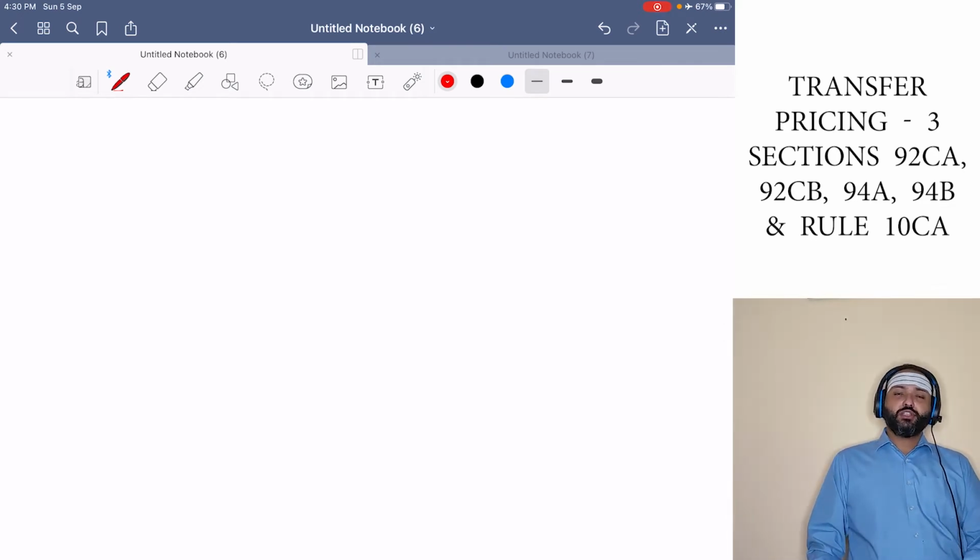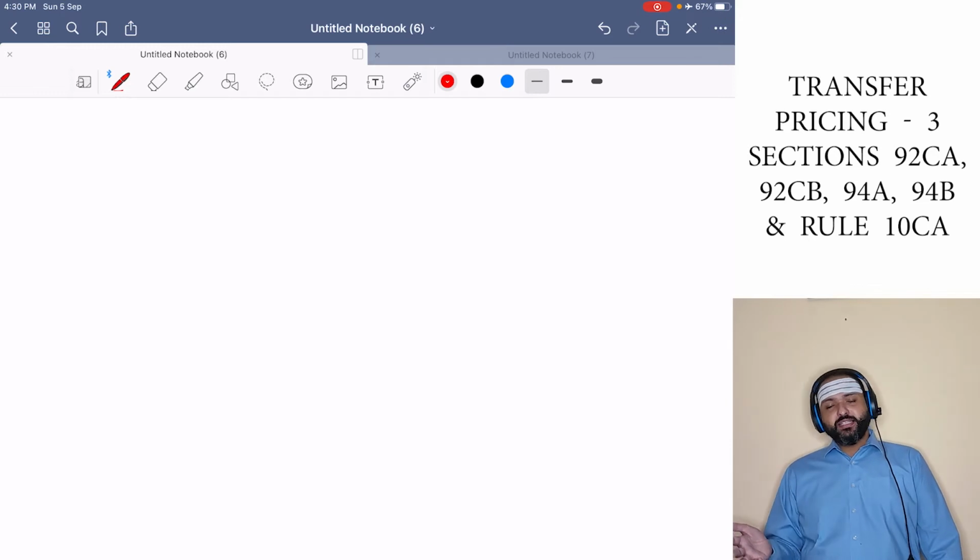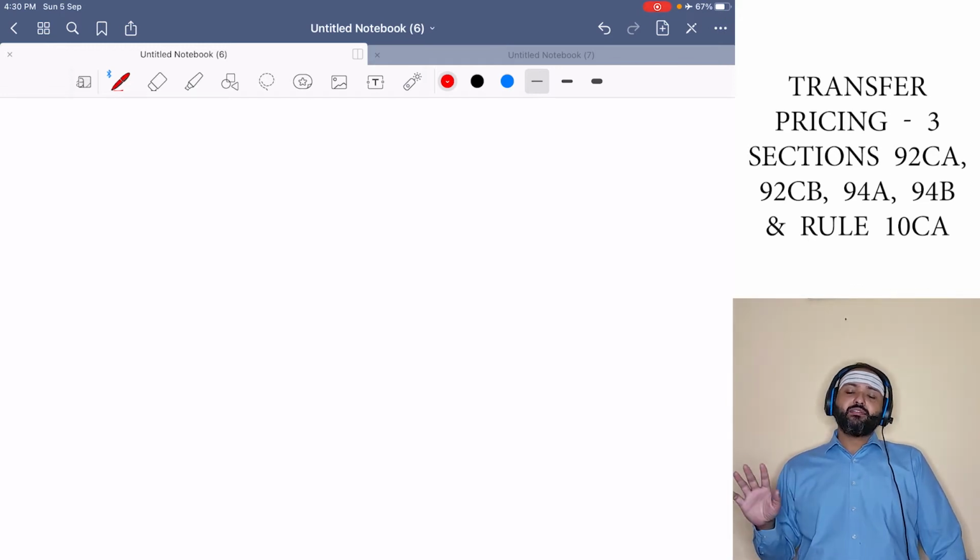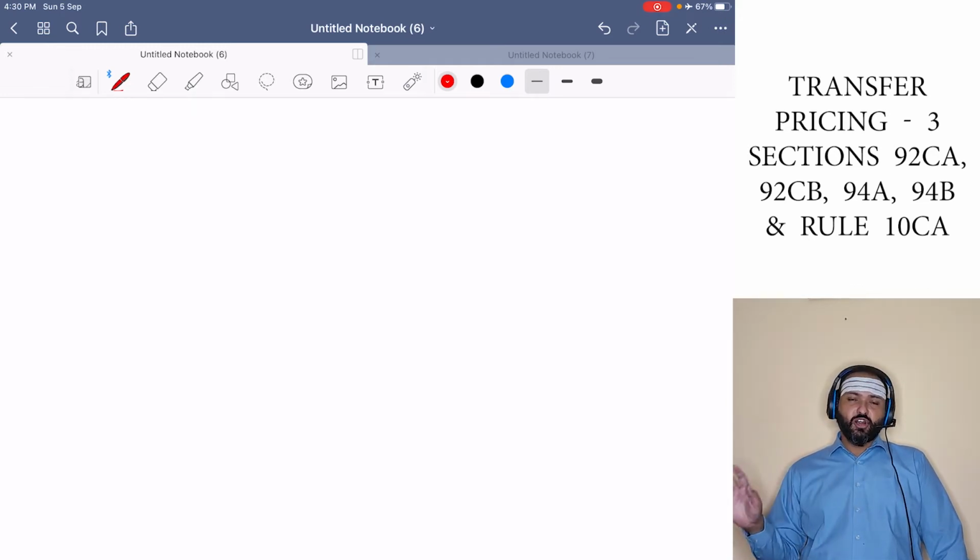Now the third method that we saw was the cost plus method. So when does this method apply? When the resale price method cannot be applied, and when comparable uncontrolled transactions are not available, we go for the cost plus method. So what do we do there?